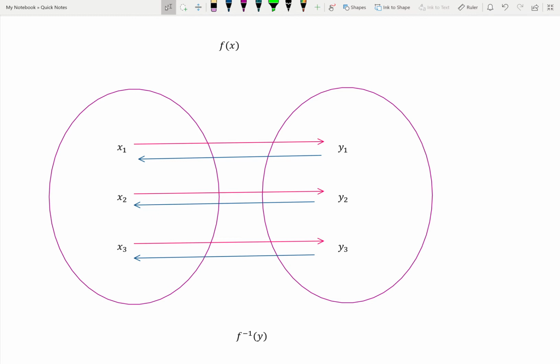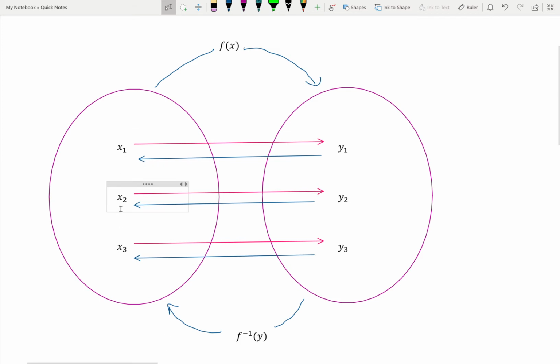If I have a function f of x, and it maps things from the left-hand side to the right-hand side, or from the domain to the range, what the inverse does is it takes things from the right-hand side to the left-hand side. So it takes things from the range to the domain. My normal function will take x1 and map it to y1, but the inverse function will take y1 and map it back to x1.